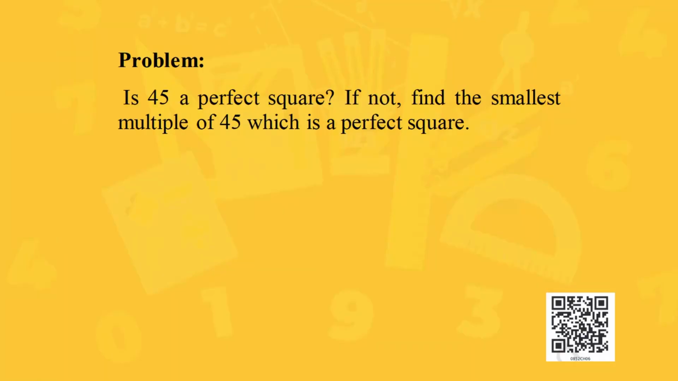Check whether 45 is a perfect square. If it is not a perfect square, find out the least multiple of 45 which is a perfect square. So, the problem is: is 45 a perfect square? If not, find the smallest multiple of 45 which is a perfect square. So, now let us try to look into the prime factorization of 45.